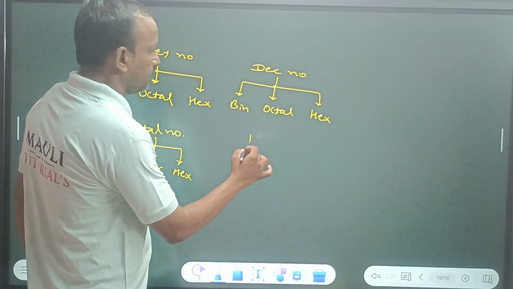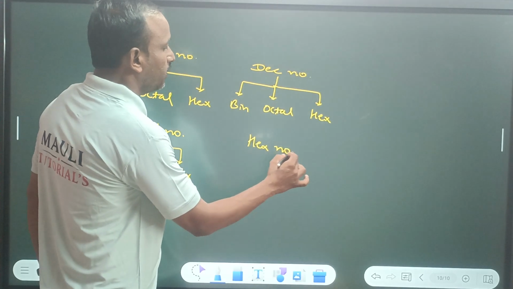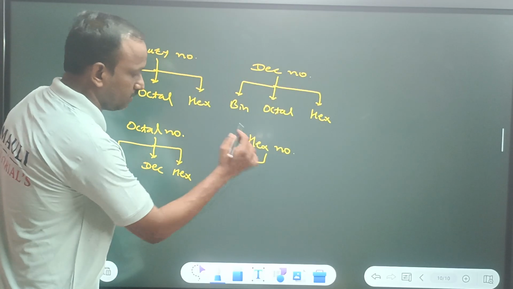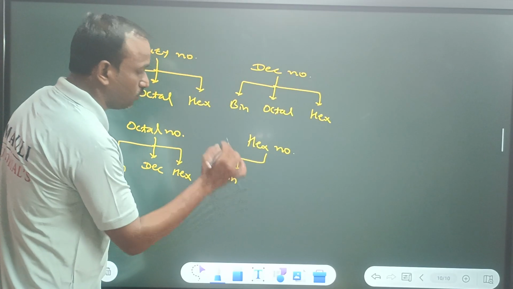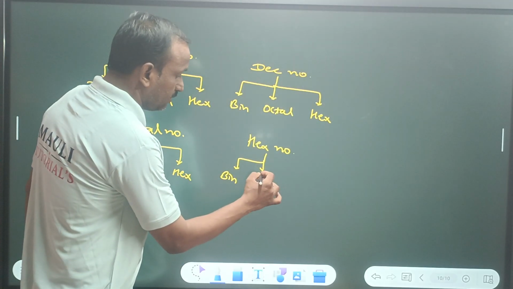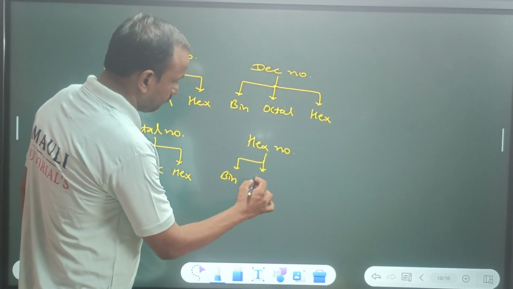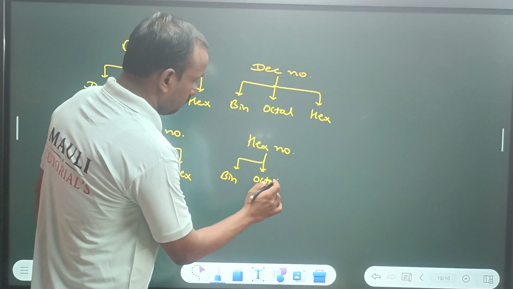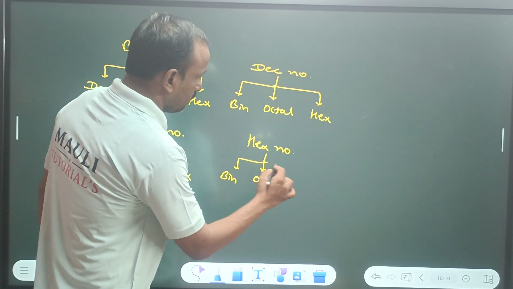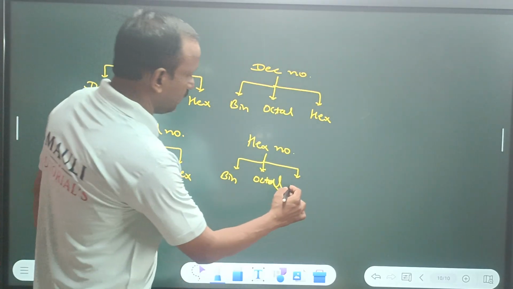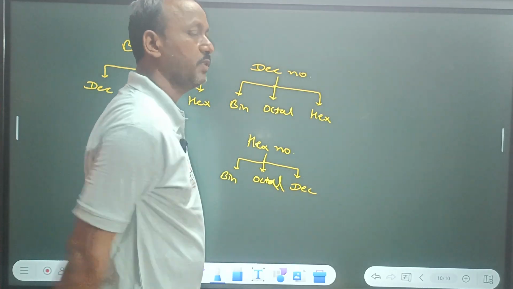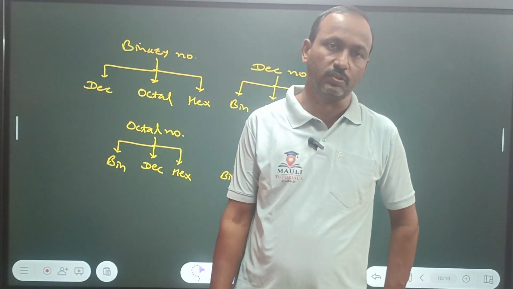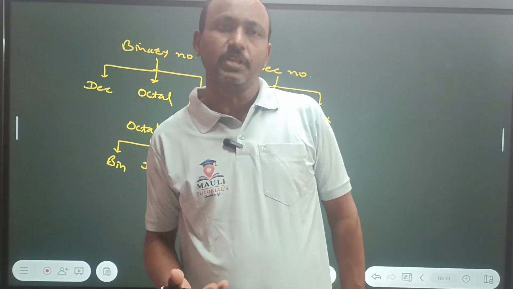The last one is the hexadecimal number. Suppose the given number is a hexadecimal number. The first possibility of conversion is hexadecimal number to binary number. Hexadecimal number to octal number. And hexadecimal number to decimal number. These are the 12 possibilities of conversion of the number system.